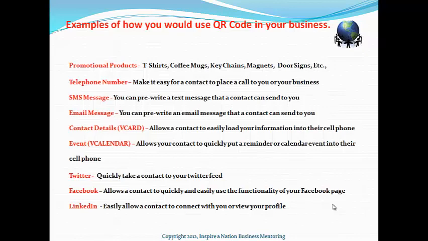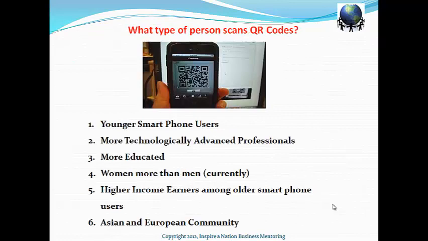What about an event? Maybe you've got an open house or something coming up and you want people to remember that. They can scan the QR code. It will open up their calendar on their phone, and all they have to do at that point is put in whatever little notes they want to make or just hit save, and it will save that event. Twitter, Facebook, LinkedIn, a lot of different ways you can use these QR codes.